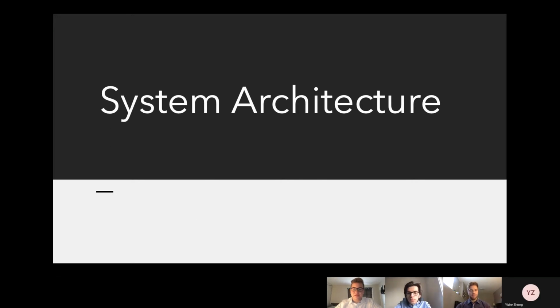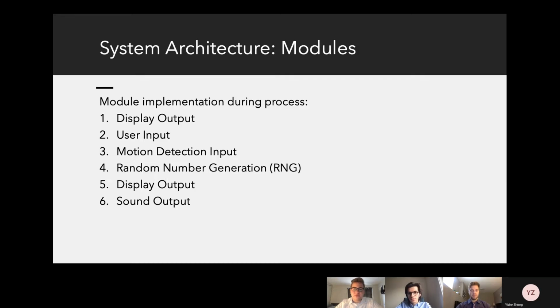Hi, I'll be going over the system architecture for our design. There are 5 main modules that are implemented during the running process of our device. This is the order that they're performed: the display output, the user input, the motion detection input, the random number generation, or RNG for short, and the display output again. The sound module is found at various times during this process.